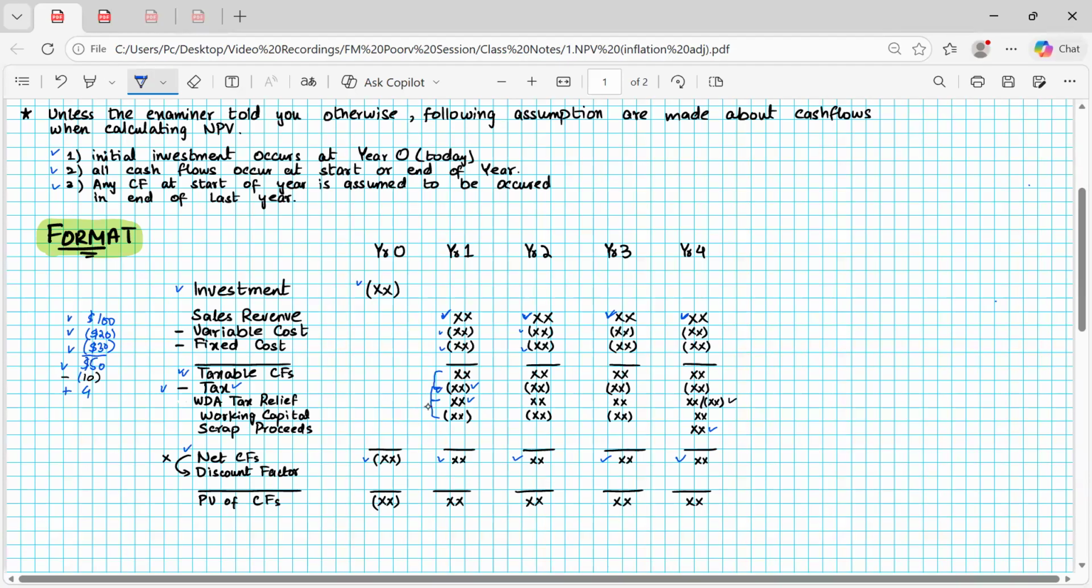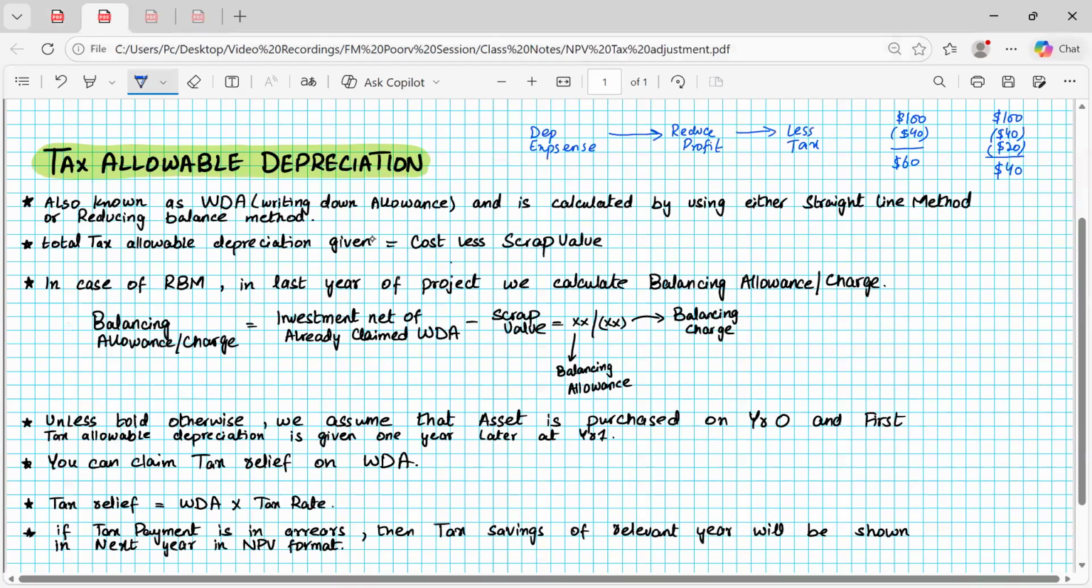WDA tax relief. You can see here year 1, year 2, year 3, it's a cash inflow. In year 4 it can be inflow and outflow. I will explain how, but this is basically the concept. Have you understood this concept, tax allowable depreciation? Yes, this point that I have made. Okay, it is all okay.